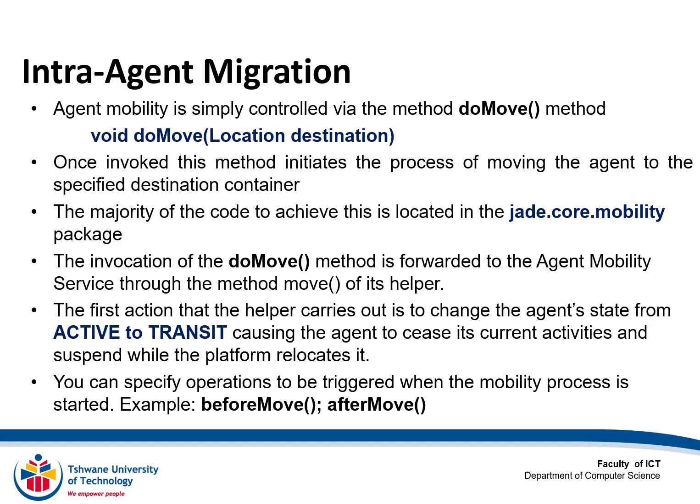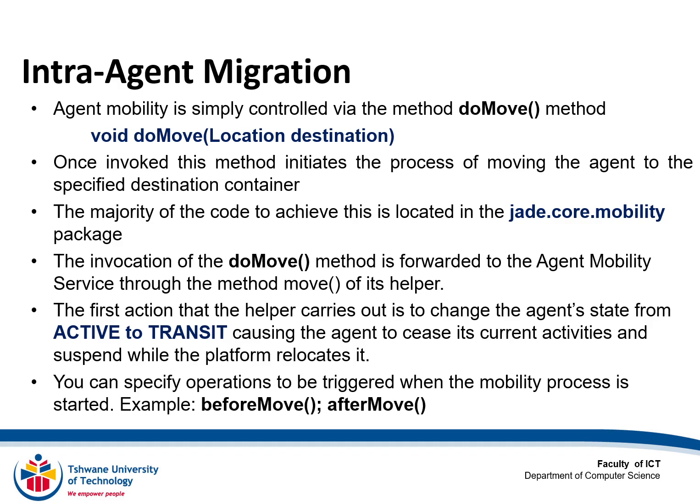Okay. Now, with the invocation of the doMove method, you then forward the agent mobility service through the method move to its helper. The first action that the helper carries out is to change the agent state from active to in transit, because now it's supposed to move over. So it cannot still be running or active. So you need to change the agent state. And I think we've dealt with agent states in an earlier lecture. I think it was Learning Unit 2.